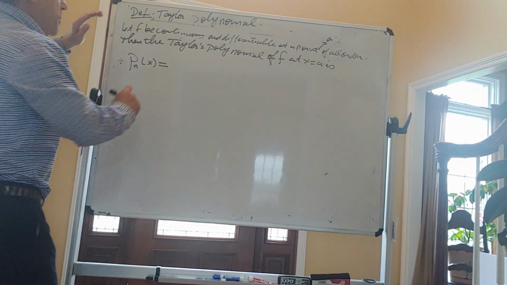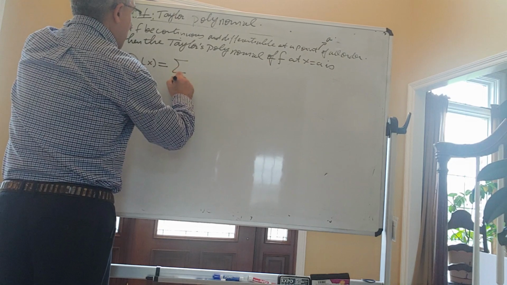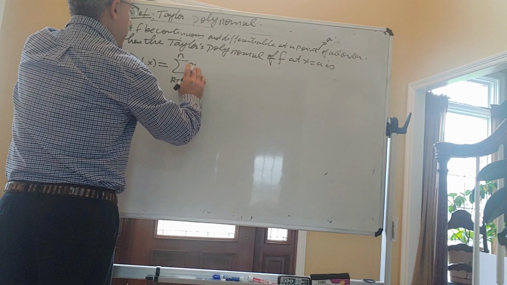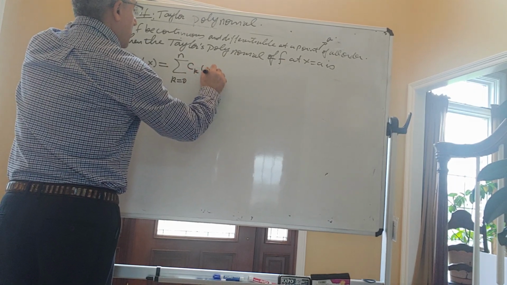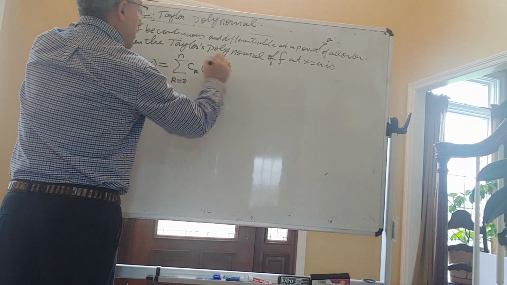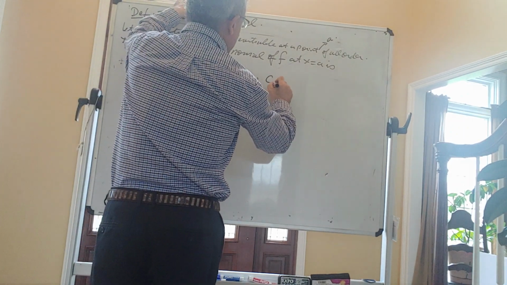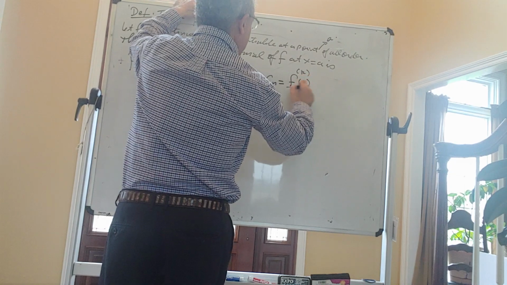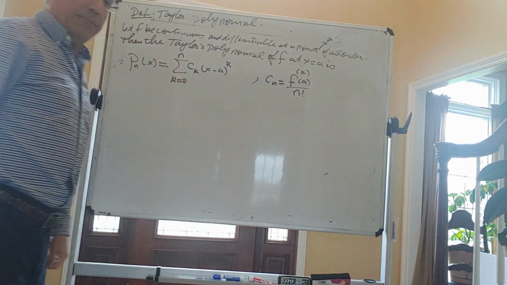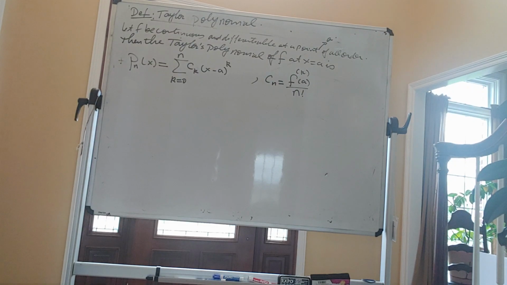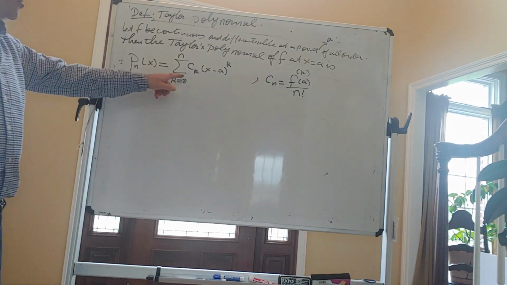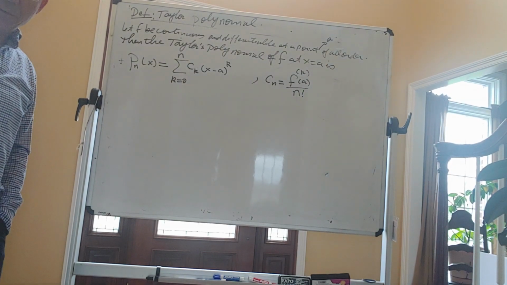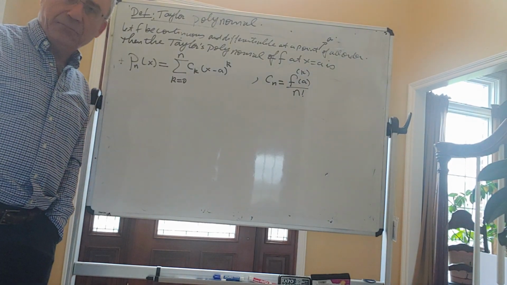equal to the sum from k equals 0 to n of ck (x minus a) to the power k, and again ck is f to the k at a over k factorial. So basically if you want the P1, you go from 0 to 1, okay, and so forth. All right.